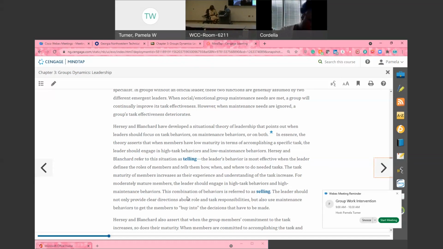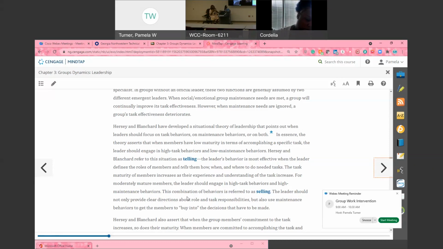So Hersey and Blanchard refer to this as telling. The leader's behavior is most effective when they tell them what to do. And this is in the beginning of a task group where it has low involvement. Okay? For moderately mature members, the leader should engage in high task behaviors and high maintenance.